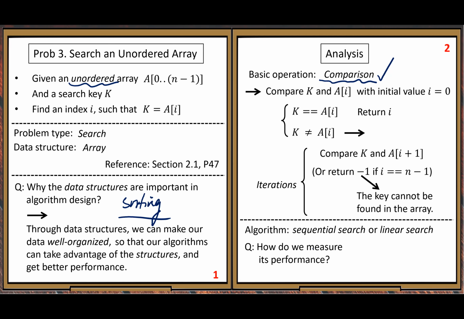But when we talk about measuring the performance, which case should we use? Should we use the best case or the worst case? Let's think about if you use the worst case. For this particular question, in our worst case, we need to use n comparisons, right? Because we need to compare the search key with all the elements in the array. That's the worst case.